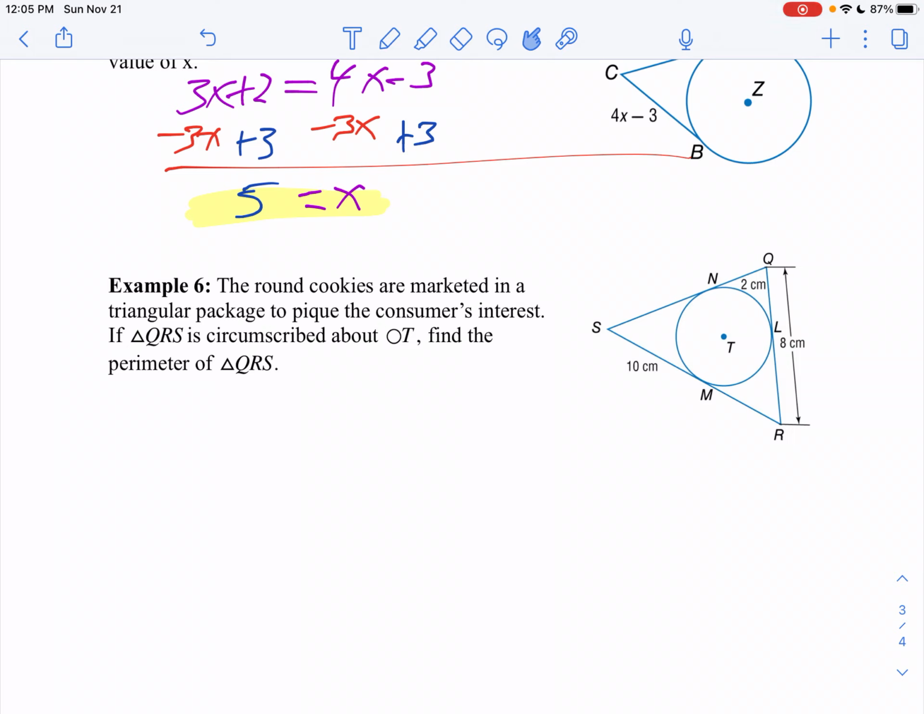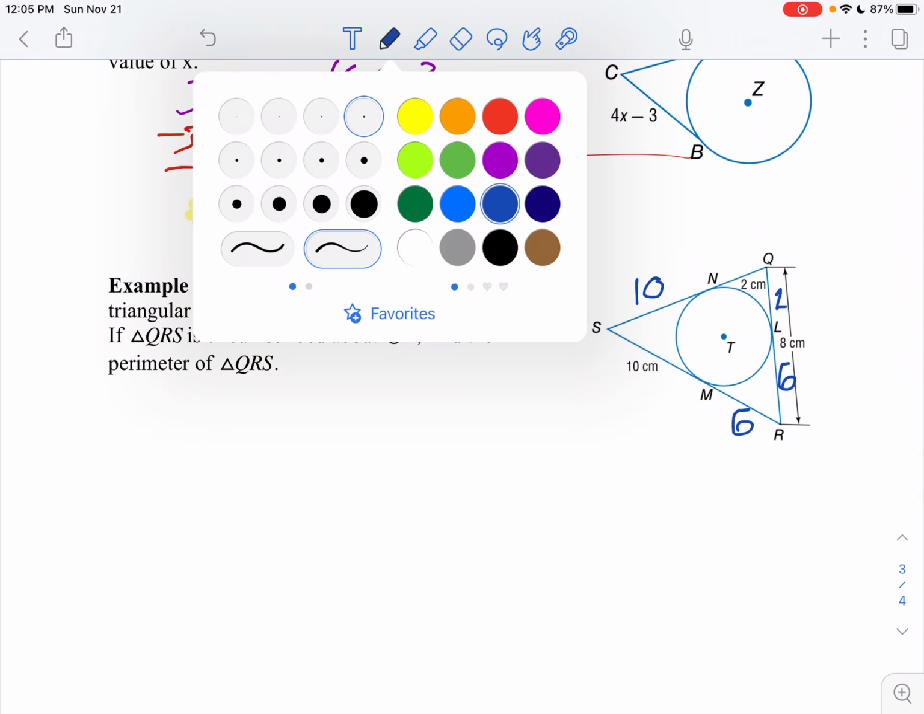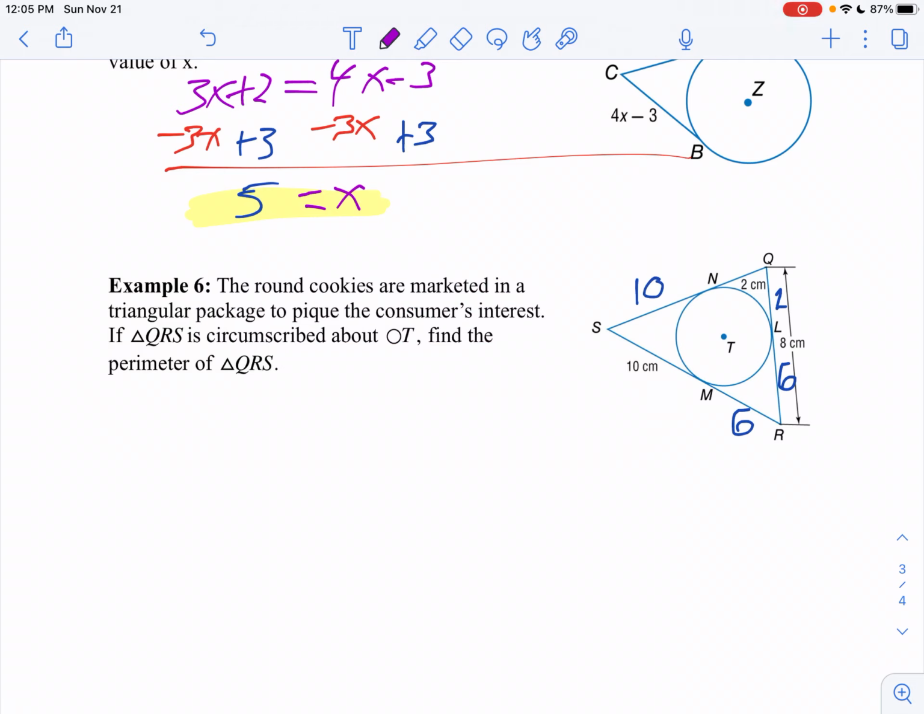Since we have these three tangent lines, S to M is 10, so that means S to N is also 10, because we know segments from the same point are congruent. Q to N is 2, so Q to L is 2. Since I know Q to R is 8, that tells me that R to L is 6. So if I look at the sides of my triangle, let me change colors here so you can see the difference. S to Q is 12. I already know Q to R is 8, and I know S to R is 16.